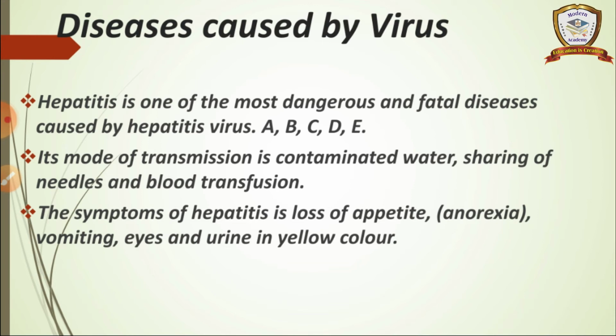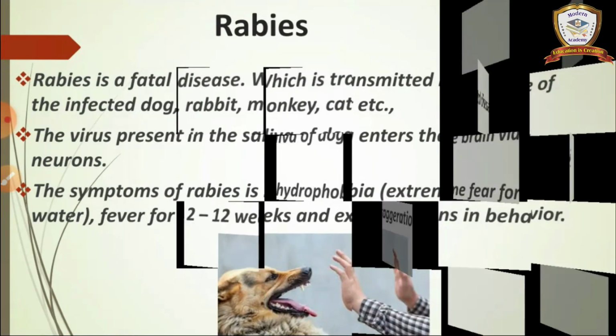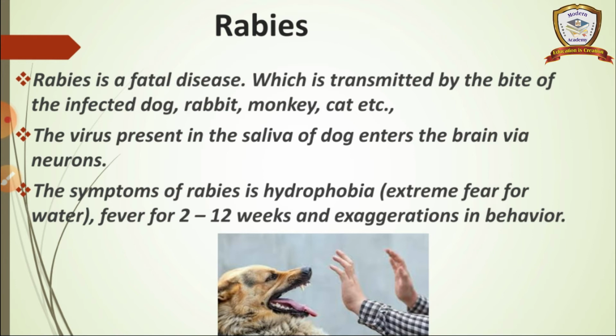And next one, rabies. Rabies is a fatal disease which is transmitted by the bite of an infected dog, rabbit, monkey, cat, etc. The virus present in the saliva of the dog enters the brain via neurons.